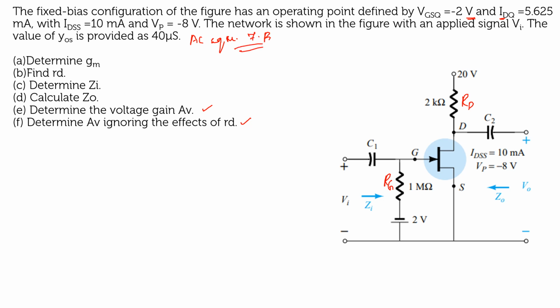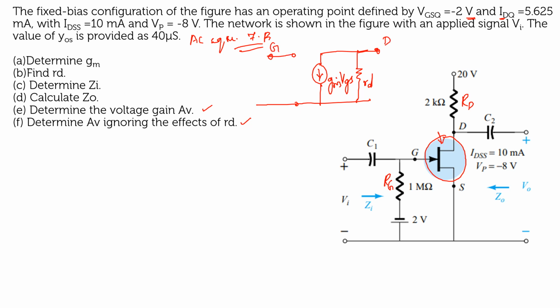Okay, so in your input, first you are going to replace your JFET by means of its AC equivalent model. So you know that the input impedance is open, right? And in the output you have your voltage controlled current source, that is gm into VGS, and the output impedance, that is denoted as rd, right? So this is going to be your drain, this is going to be your gate. So the input voltage is given as VGS, right? And this is going to be your source.